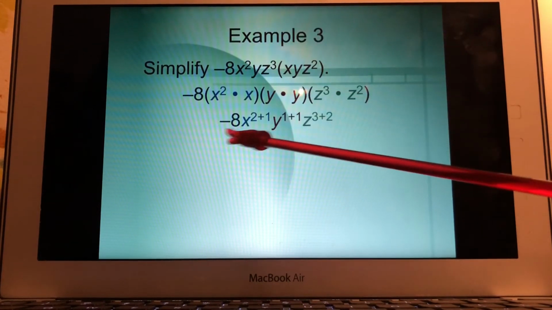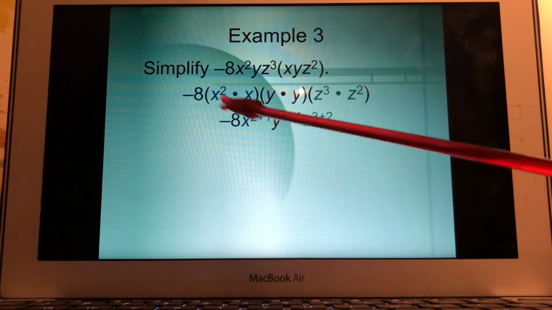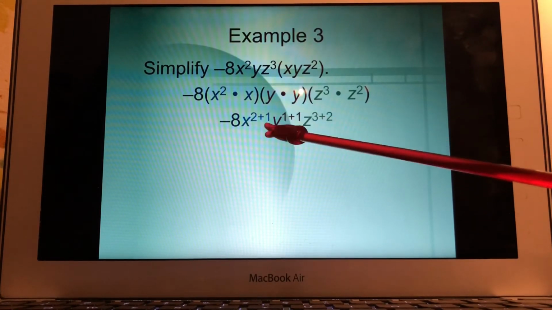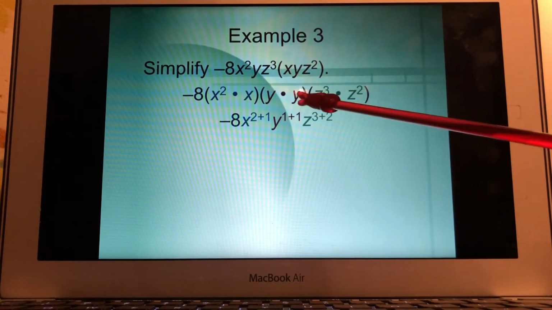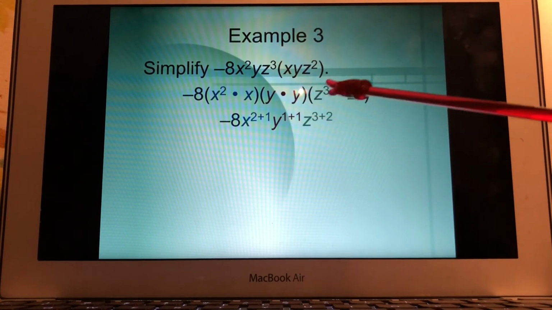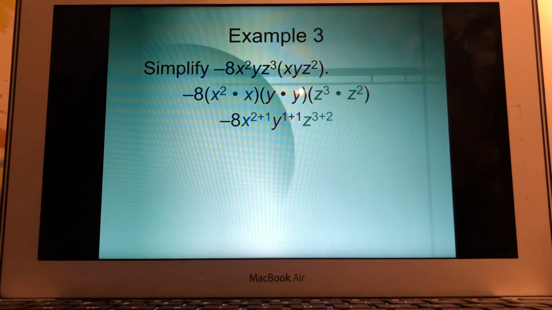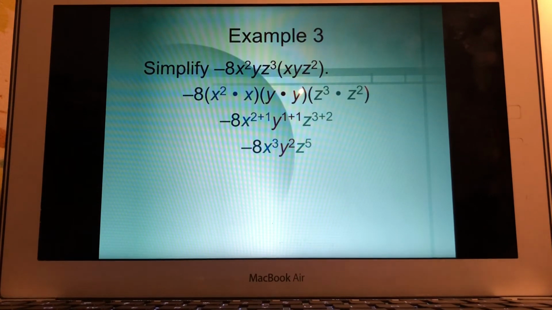And then I'm going to have -8, okay, for x is going to be 2 plus 1. For the y, it's going to be 1 plus 1. And then for the z, it's going to be 3 plus 2. And then when I simplify that, it's going to give me -8 times x to the third power times y squared times z to the fifth power.